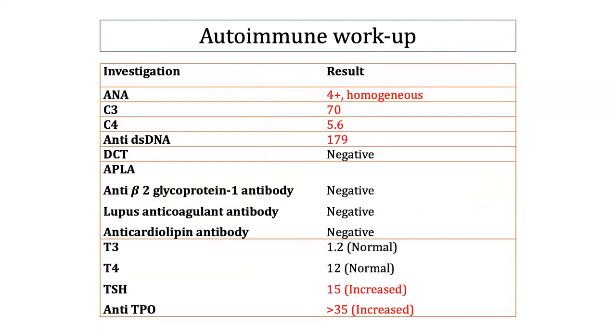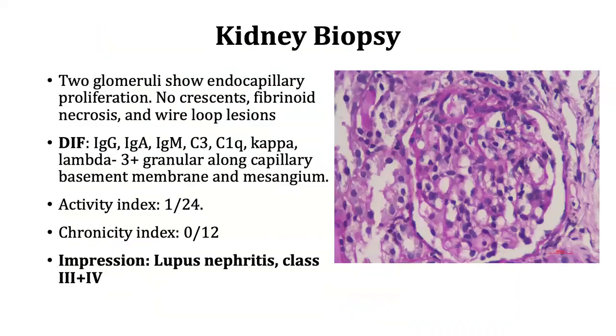And in the autoimmune workup, her ANA was 4+ homogeneous positive, and she had low complement levels C3 and C4. Anti-dsDNA was positive. DCT and APLA workup were negative. In view of the elevated TSH done outside, we had repeated the thyroid profile, which showed increased TSH, and anti-TPO was positive. We went ahead with the kidney biopsy.